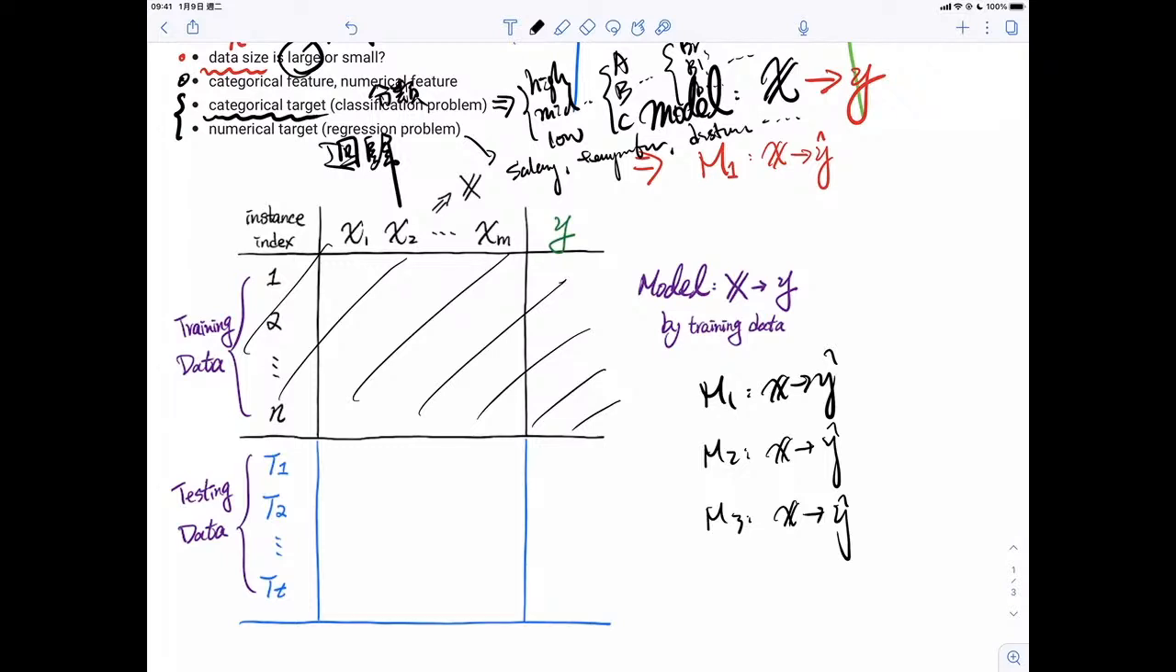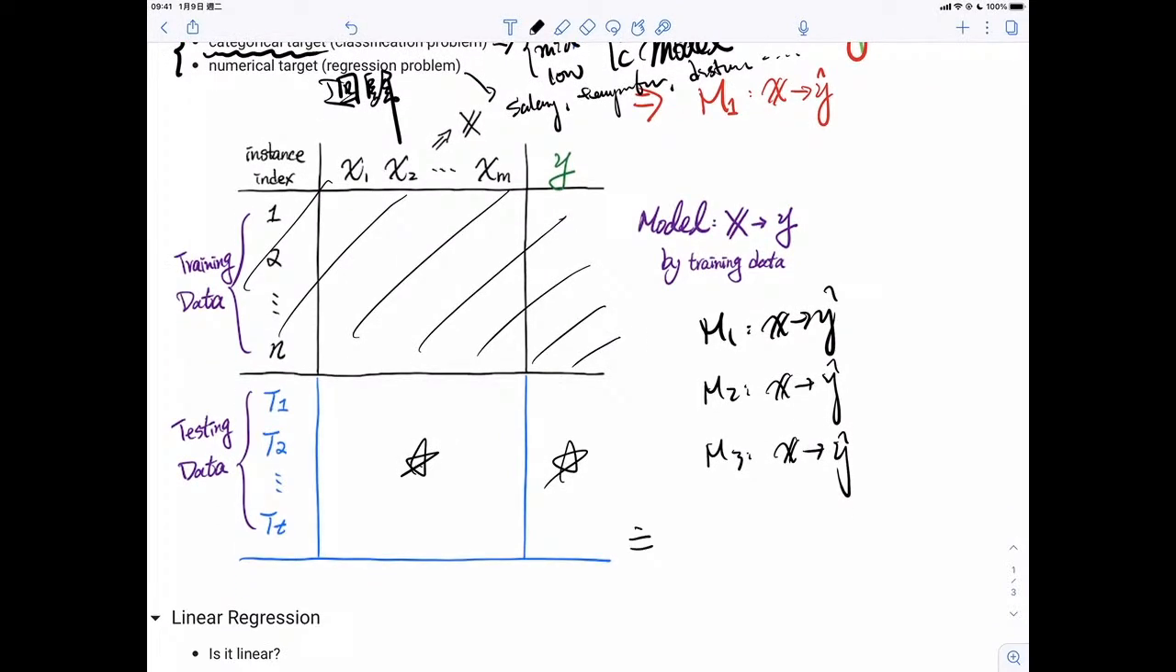In practice, usually we have another set of data which is called testing data, T1, T2 to TT. All the data right here, and here, are available for you to test your model. How do you test your model? For example, we have M1. We put all those testing data to your algorithm and produce Y hat.